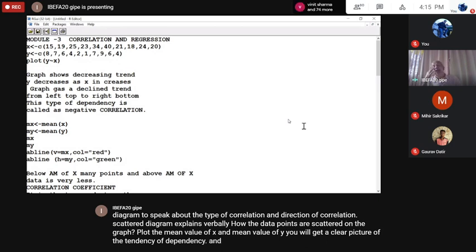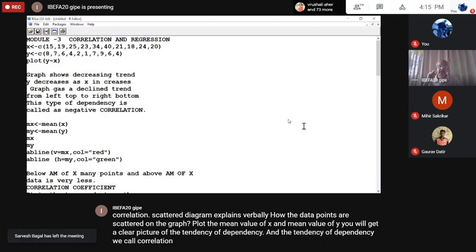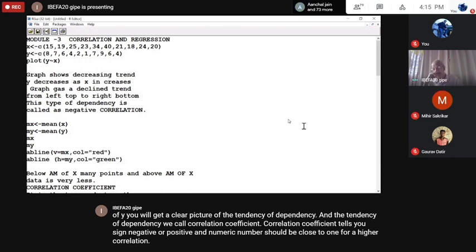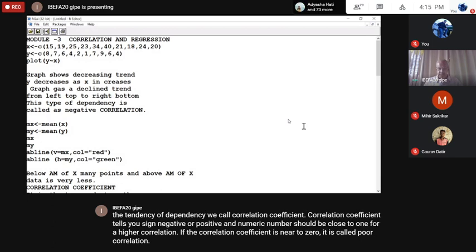And the tendency of dependency we call the correlation coefficient. The correlation coefficient tells you the sign, negative or positive, and the numeric number should be close to 1 for a higher correlation. If the correlation coefficient is near 0, it is called poor correlation. This is the graph.